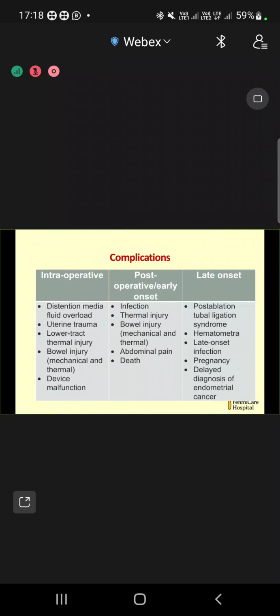One more important point is, if there is an occurrence of malignancy, detection after endometrial ablation techniques is very difficult. We may miss it. That's why it is mandatory that before you do an endometrial ablation, you should have an endometrial biopsy.